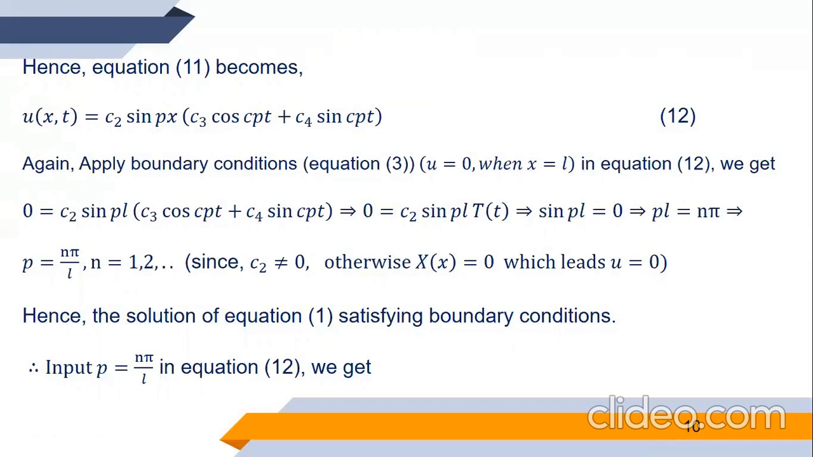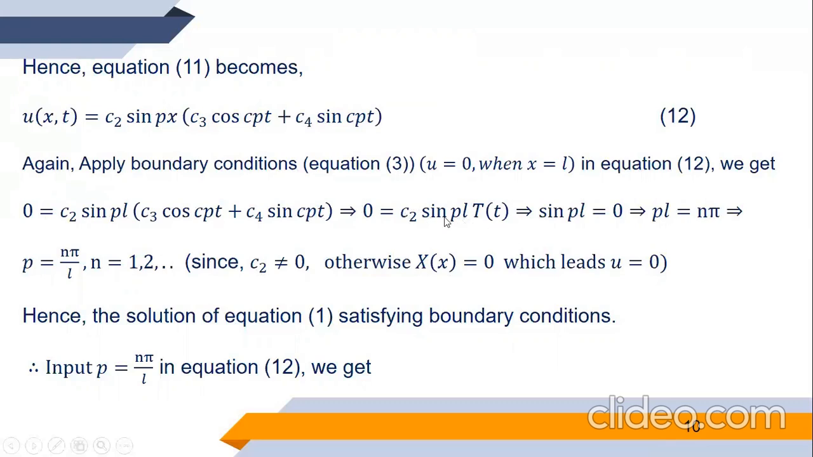Now in equation 12, again we apply the boundary condition, equation 3, when u is 0 and x is equal to L. So x is replaced with L. So 0 is equal to c2 sin pL, times c3 cos cpt plus c4 sin cpt. That implies 0 is equal to c2 sin pL, this is T of t, and T of t is not equal to 0. We can't consider c2 equal to 0, because if c2 is 0, then X of x is 0.